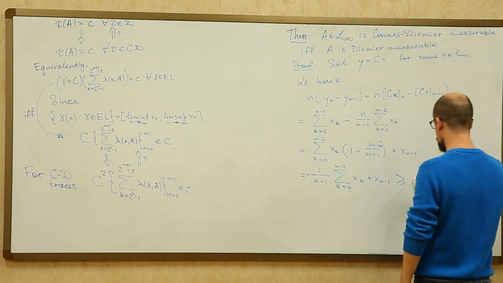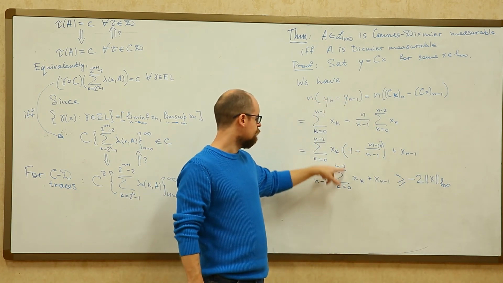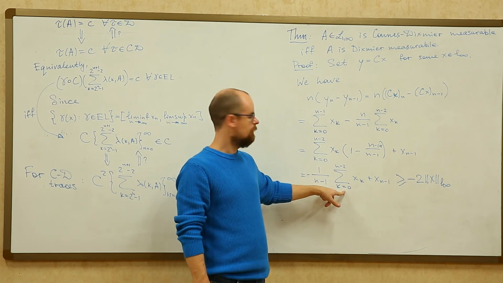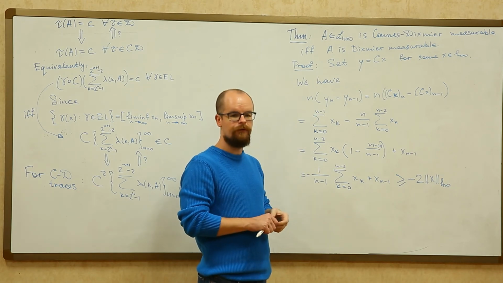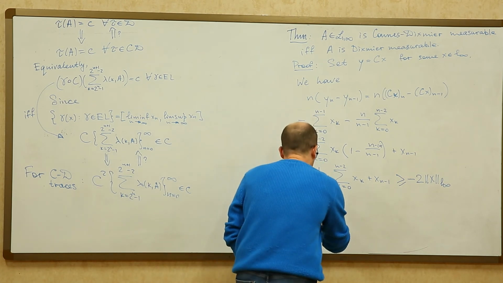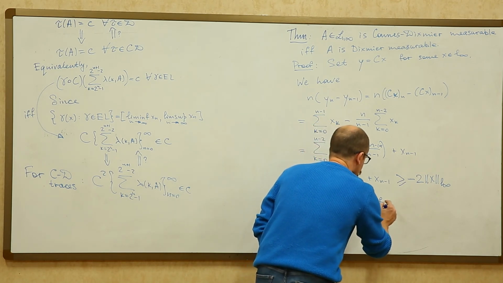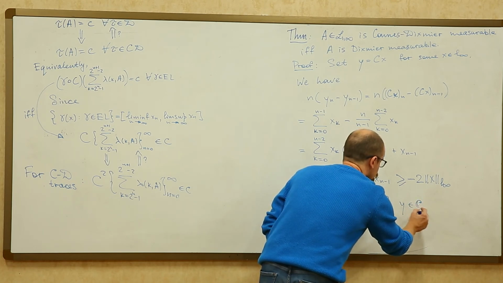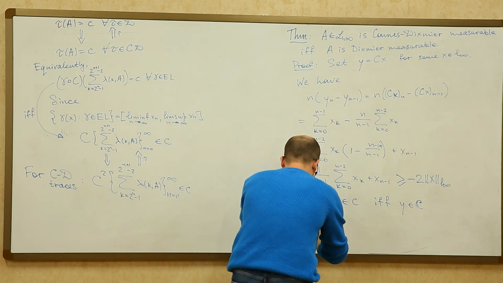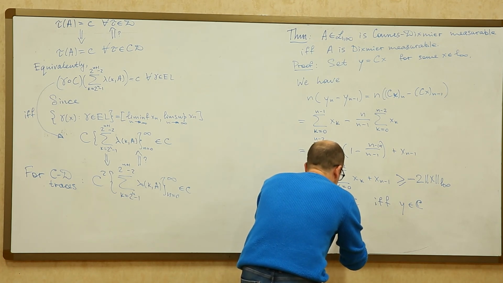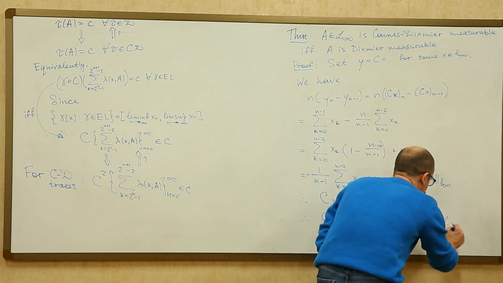Which is greater than or equal to minus 2 log x, because in this sum there are exactly n plus 1 terms, and it's n plus 1 here. So the condition of the Hardy-Tauberian theorem is satisfied. Therefore, Cy is convergent if and only if y is convergent. But our y is Cx. Therefore, C squared x is convergent if and only if Cx is convergent for every x from L infinity.